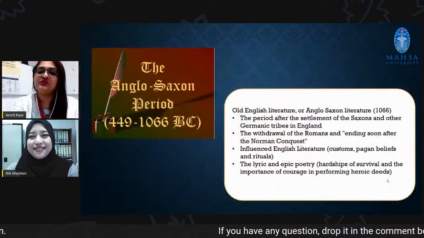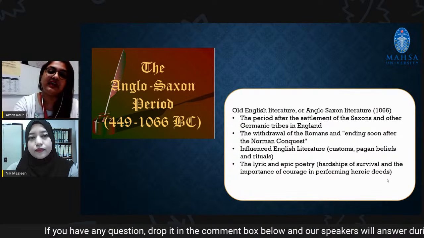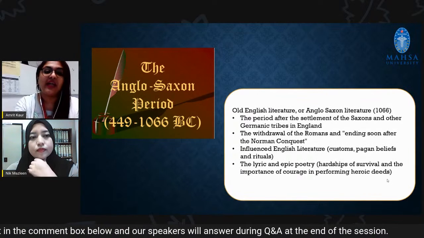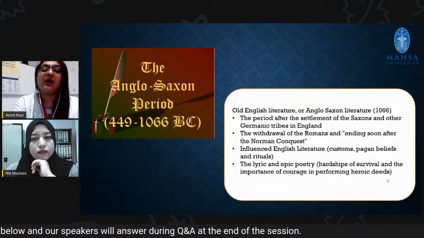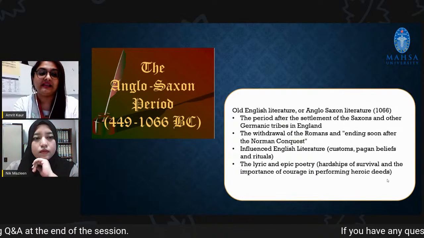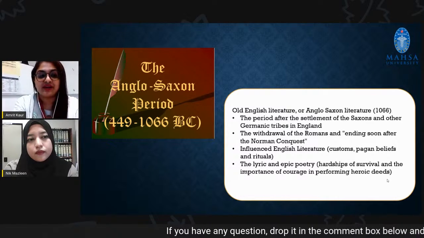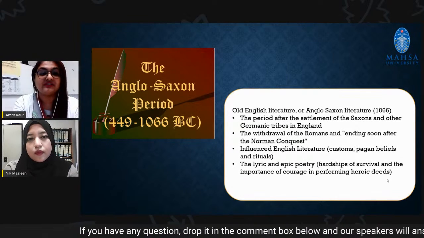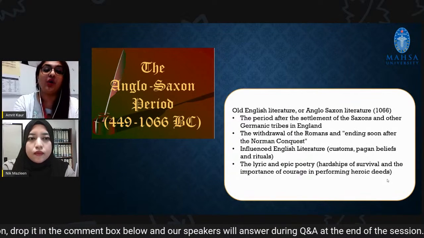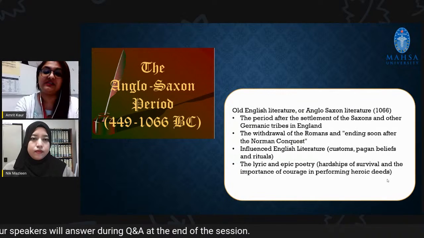So the first one is the Anglo-Saxon period, which was from 449 to 1066. This is Old English literature, or Anglo-Saxon literature, which encompasses literature written in Old English in Anglo-Saxon England, in the period after the settlement of the Saxons and other Germanic tribes in England, after the withdrawal of the Romans and ending soon after the Norman conquest in 1066. So that was the year.